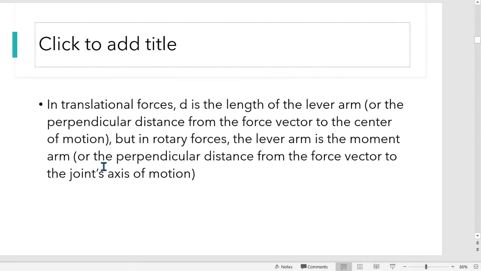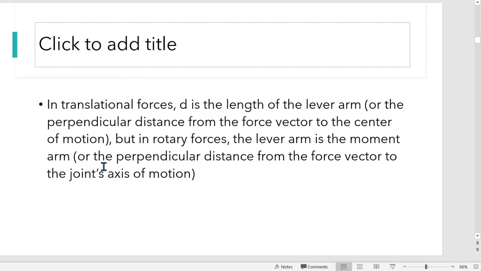So in translational forces, D is the length of the lever arm or the perpendicular distance from the force vector to the center of motion. But in rotatory force, the lever arm is the moment arm or the perpendicular distance from the force vector to the axis of motion. Okay?